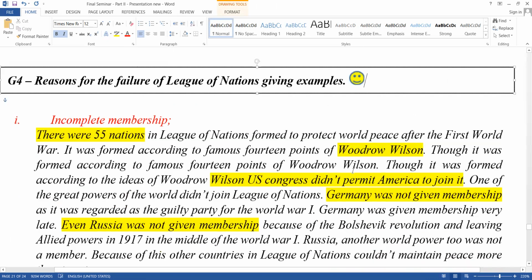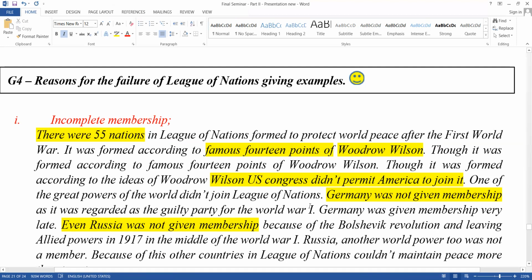Incomplete membership. So what is incomplete membership? There were 55 countries who became members, but 3 main countries were not members. Who were the 3 countries? USA. Woodrow Wilson was the US president who formed this organization according to his famous 14 points. What are these famous 14 points? When America came into World War I, they declared these are the 14 reasons why we came for the war. That is the Constitution. So is it strong? No.